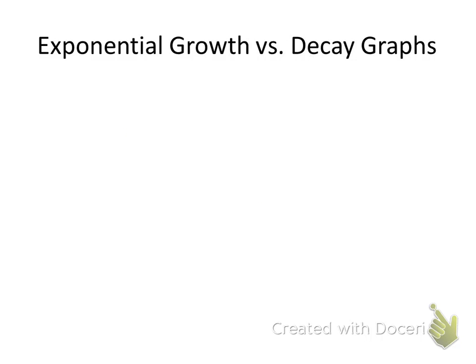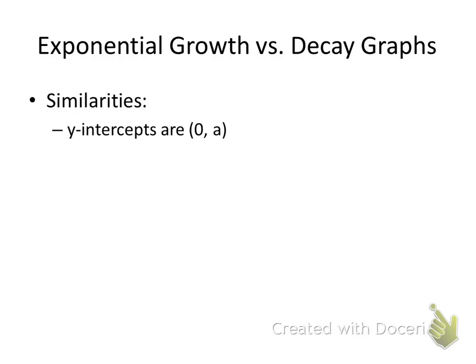All right. Exponential growth versus decay. I don't think you have this down, so here we go. Exponential growth versus decay. Similarities. Y-intercepts are going to be 0, a, meaning that leading coefficient. That stays. The x-axis is the asymptote, unless you are affected outside of the main function. So the x-axis has the equation y equals 0.